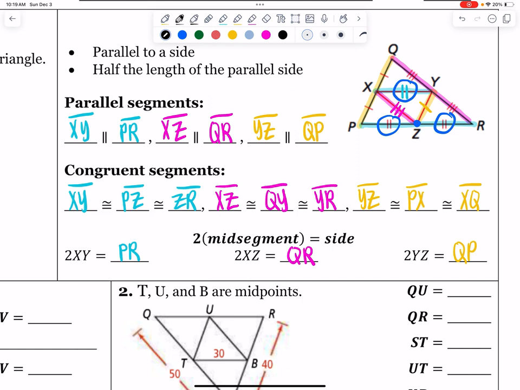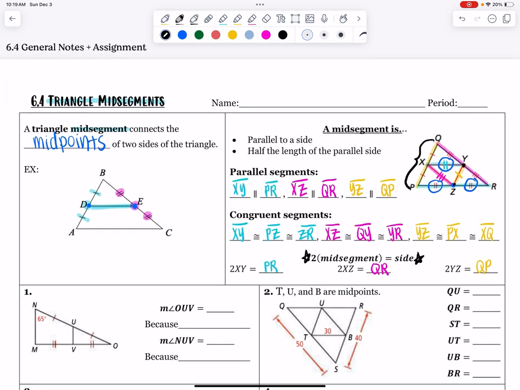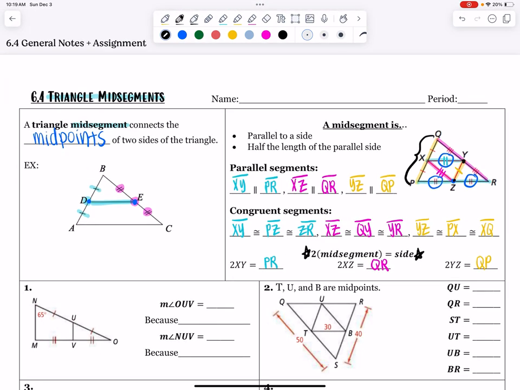And then here was our major takeaway. If you double the midsegment, you get the third side. So if you double XY, you get PR in blue. If you double XZ, you get QR. And if you double YZ, you get QP, meaning if I were to double this segment right here, I would get this whole thing. So that is what a midsegment is. Those are the major takeaways from our discovery today.